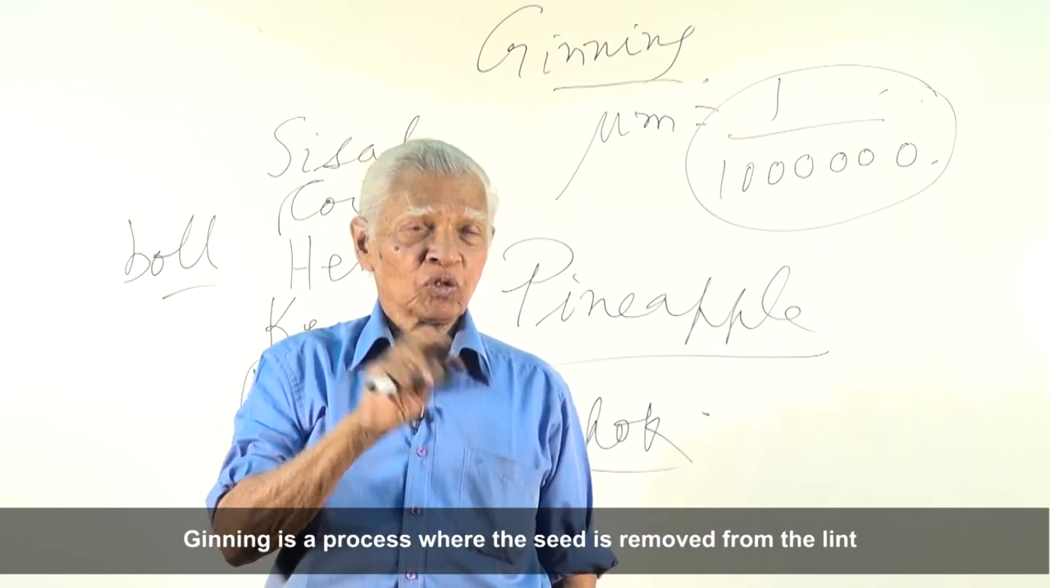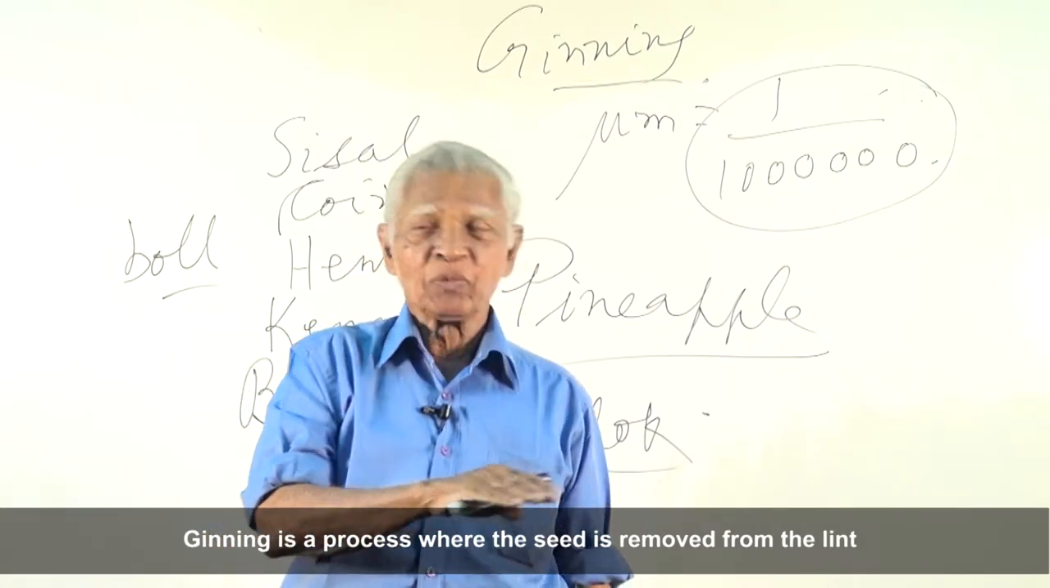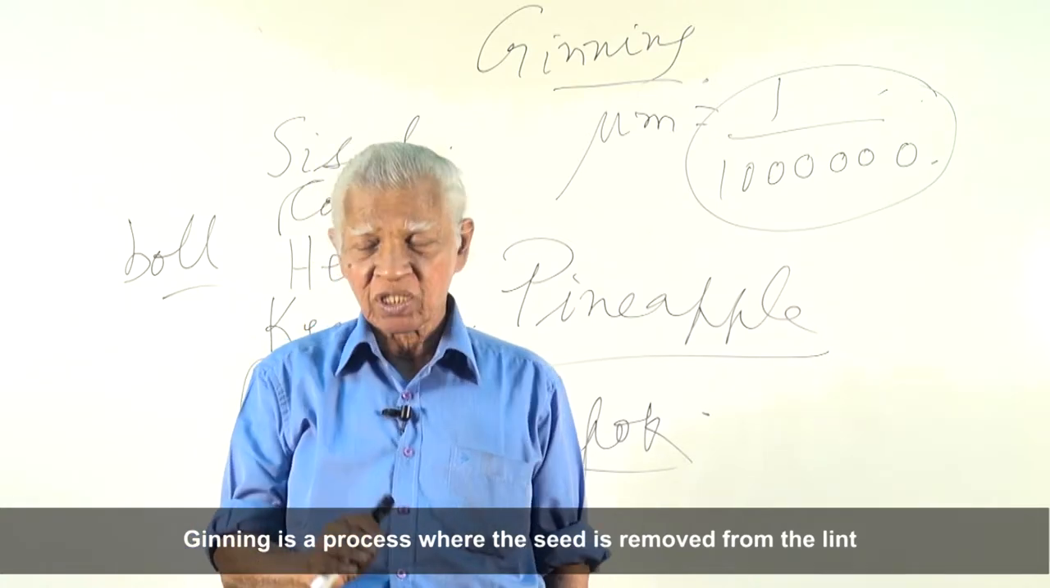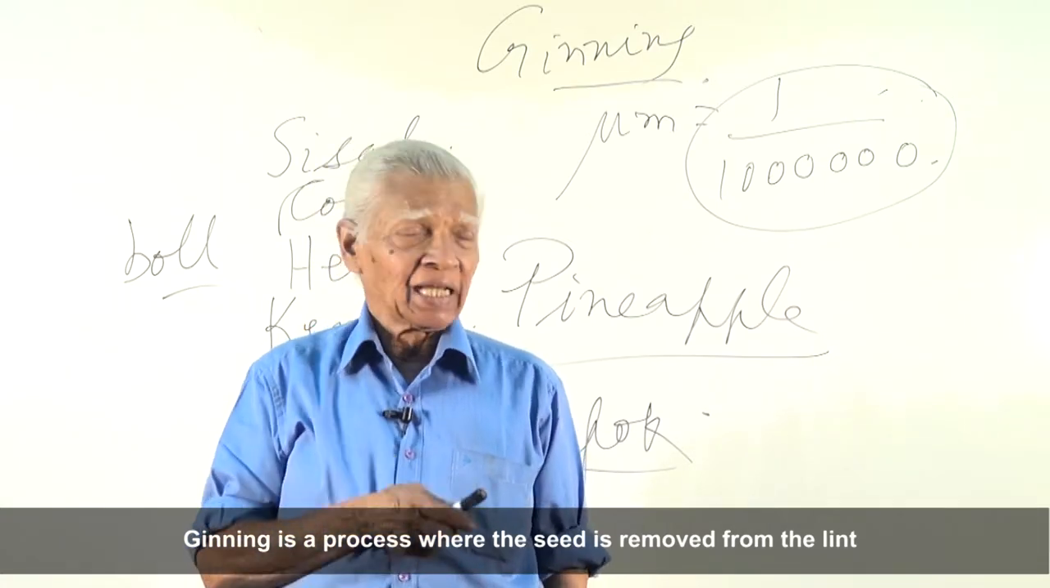A kapas consists of two portions. One is the fiber portion, the other is the seed portion. The fiber portion is called lint, L-I-N-T.